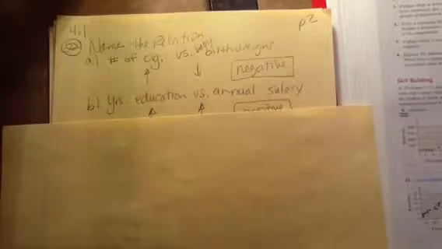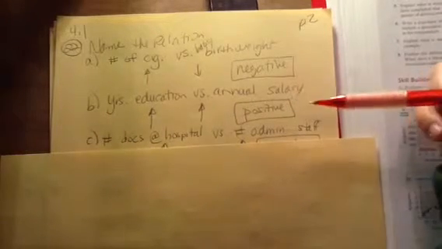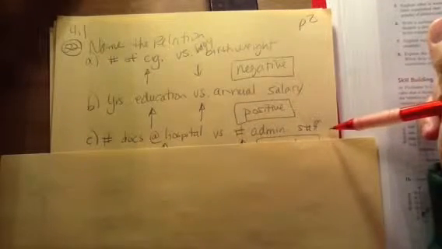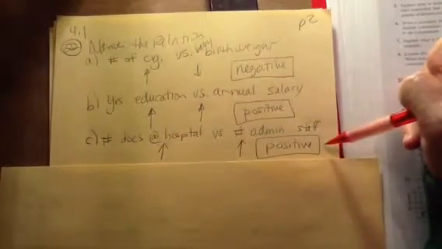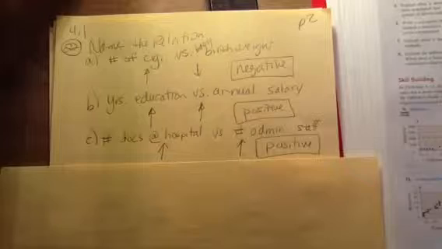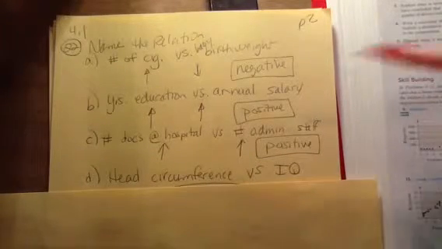Letter B says the years of education versus the annual salary. And we typically have said the more education you have, from a high school diploma up to a PhD, the higher your salary is. So it's a positive correlation. Part C talks about the number of doctors at a hospital versus the administrative staff. Now, if you have more doctors, you're going to need more administrative staff. So that's a positive correlation. Part E says the head circumference versus the IQ.